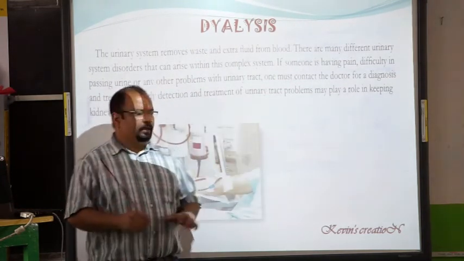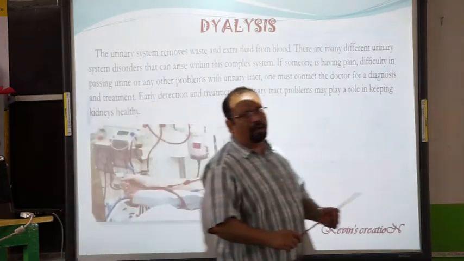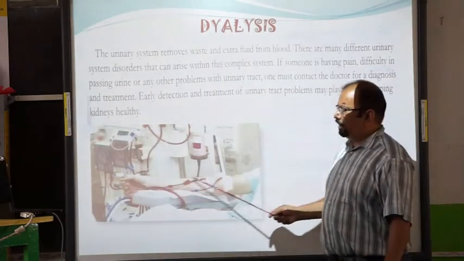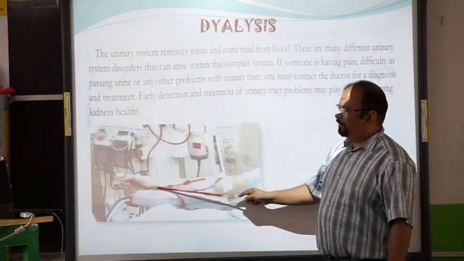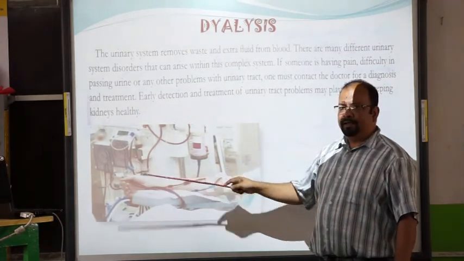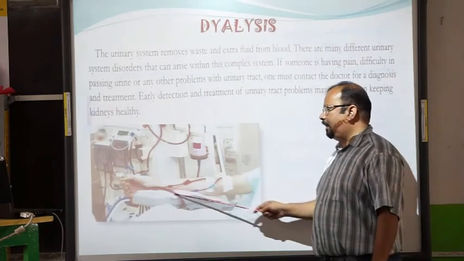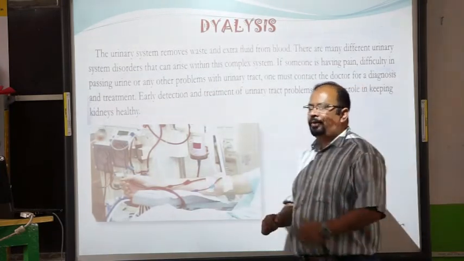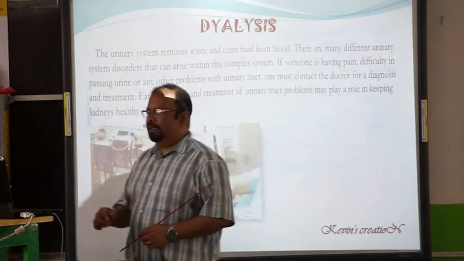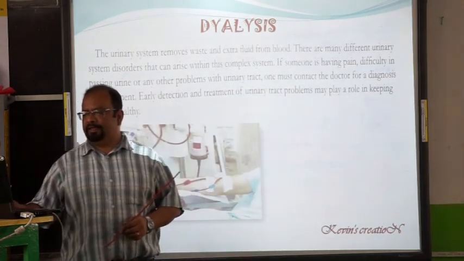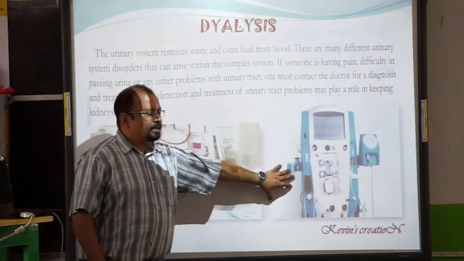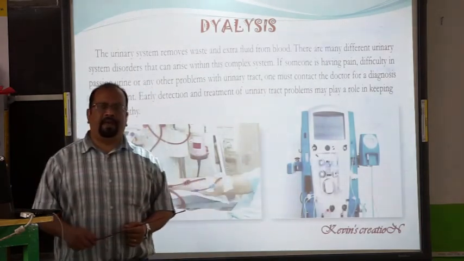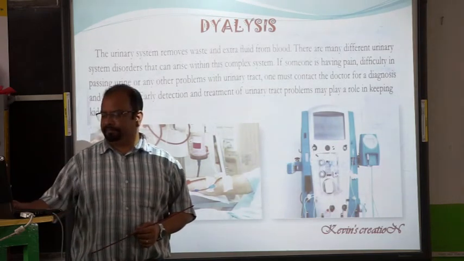Now here in this picture it is shown how dialysis takes place in the hospitals. So from one arm the blood goes for purification in the dialyzer, and after purification again through the veins the purified blood is given back to the body. And the next picture is of a dialyzer. This is a machine where dialysis takes place. So with this we have come to the end of this video.